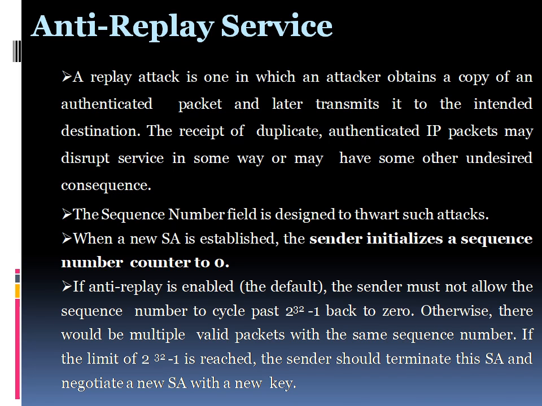Because IP is a connectionless, unreliable service, the protocol does not guarantee that the packets will be delivered in order, that is, in the same order that they were sent. Also, it does not guarantee that all the packets will be delivered. Therefore, the IPsec authentication document dictates that the receiver should implement a window size W with a default value of W equal to 64. We'll see that in the next slide.